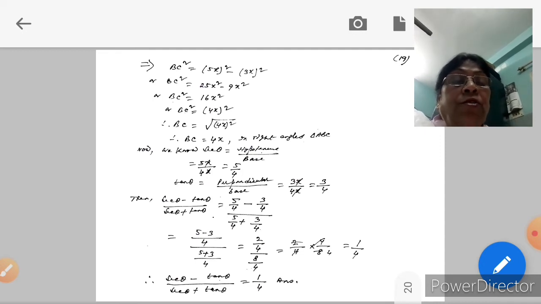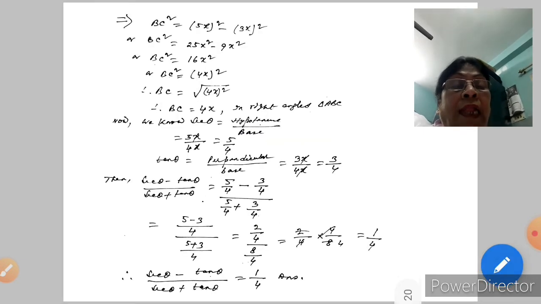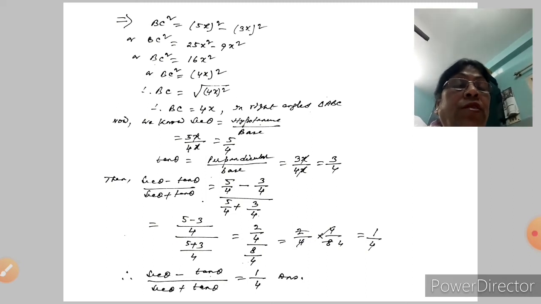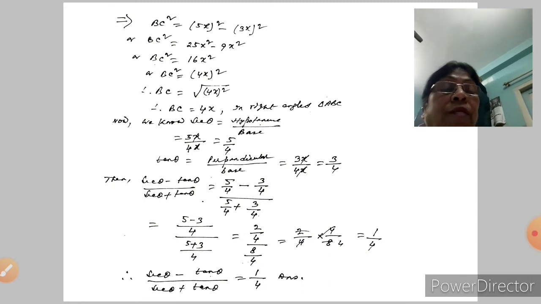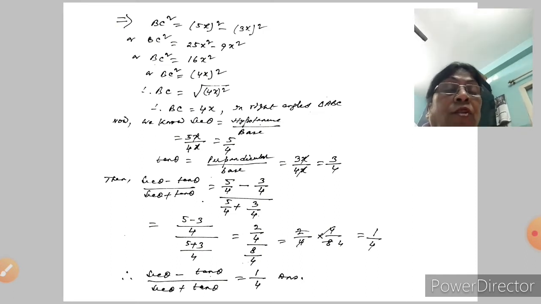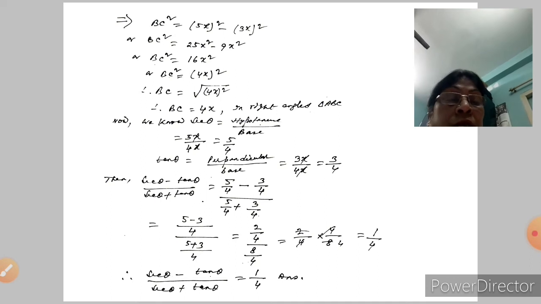So, hypotenuse is equal to 5x and base is equal to 4x, so sec theta is 5 by 4, and tan theta is equal to perpendicular by base. Perpendicular is equal to 3x and base is equal to 4x, so tan theta is equal to 3 by 4. We have to find the value of (sec theta minus tan theta) by (sec theta plus tan theta). Putting the values 5 by 4 and 3 by 4, we get (5 by 4 minus 3 by 4) by (5 by 4 plus 3 by 4), and solving it, we get 1 by 4.